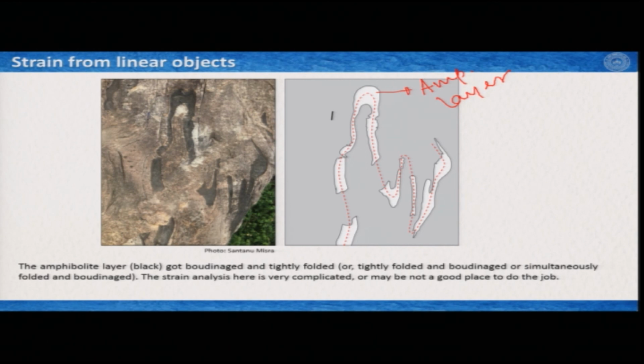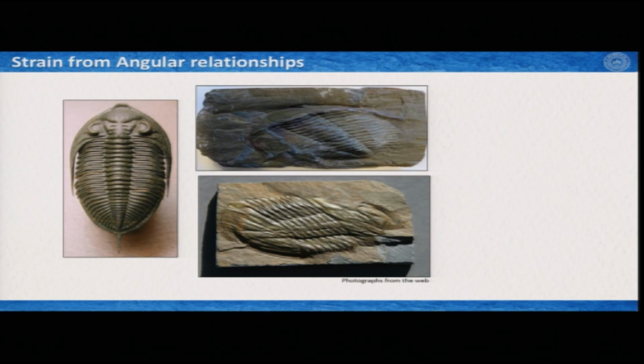We are not going to discuss which one happened first or whether they happened simultaneously, but if you would like to do linear strain measurement, you can also see that in some parts this layer got thickened, in some parts the layer got thinned. So measuring linear strain out of these types of budinaged and folded objects is not recommended unless you have some other clues from somewhere else. Let us have a look at how to measure the strain from some sort of angular relationships.